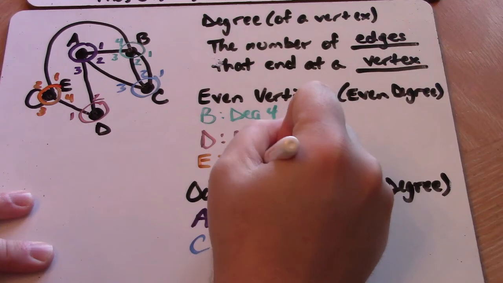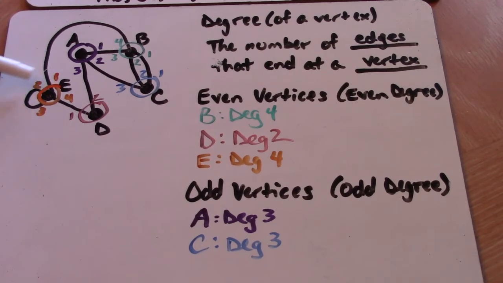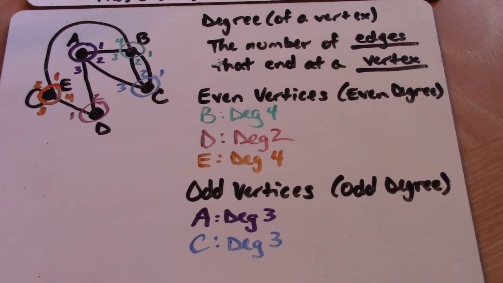Now, you may have just said to yourself, but one of those edges is a loop. That doesn't matter. Both ends are at E, which means that it gives E 2 for its degree. So there's a total of 4 edges that end, even though one of them is ending there twice. So if we look at this graph, B is degree 4, D is degree 2, and E is degree 4, meaning that B, D, and E are even vertices. A is degree 3, C is degree 3, meaning that A and C are odd vertices.